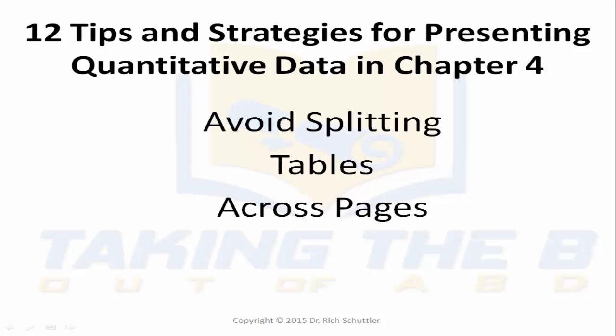The first item I want to address is avoiding split tables across pages. Too often, in early drafts of Chapter 4, tables are split. So if you have a lot of information in a table and a table is going to be perhaps at the bottom of one page and carry over to the top of the next page, the APA manual allows you to move the table to the next page.